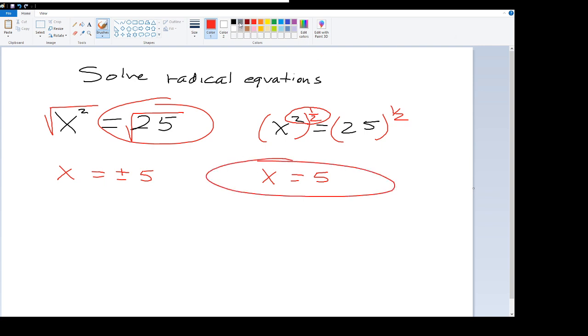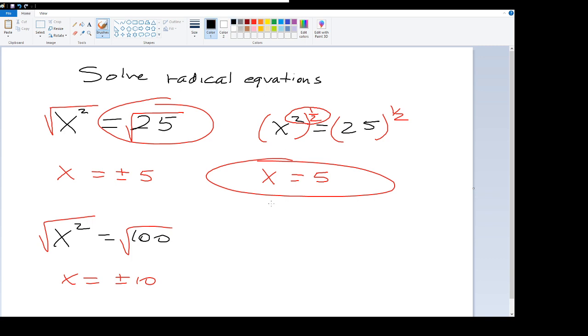So if we take another example, if I have x to the second is equal to 100. Again, to get x by itself, you want to square root both sides. x equals plus or minus 10.